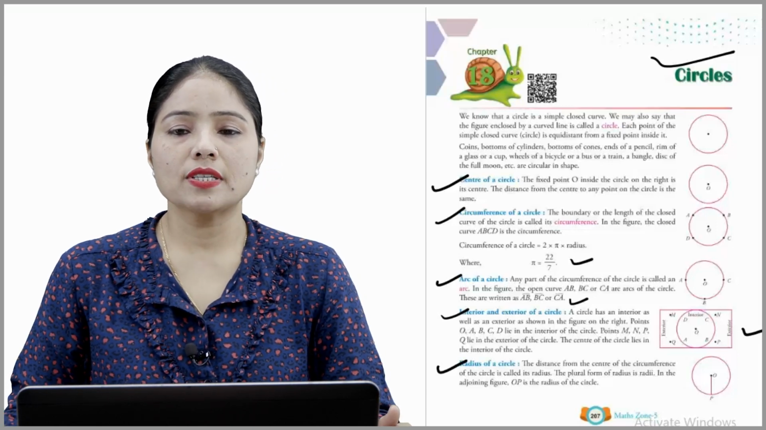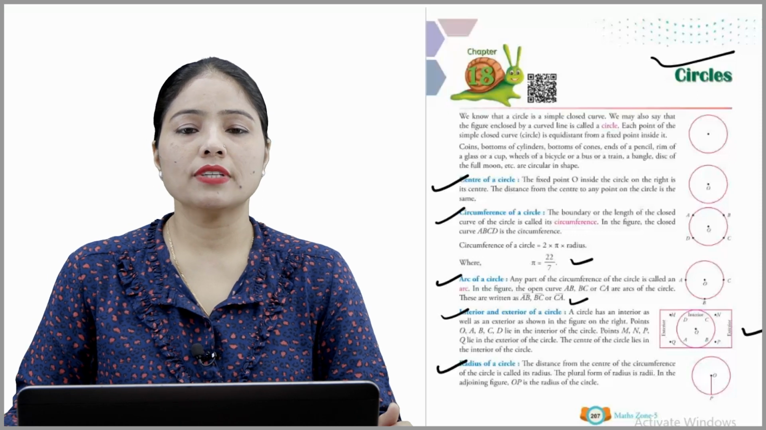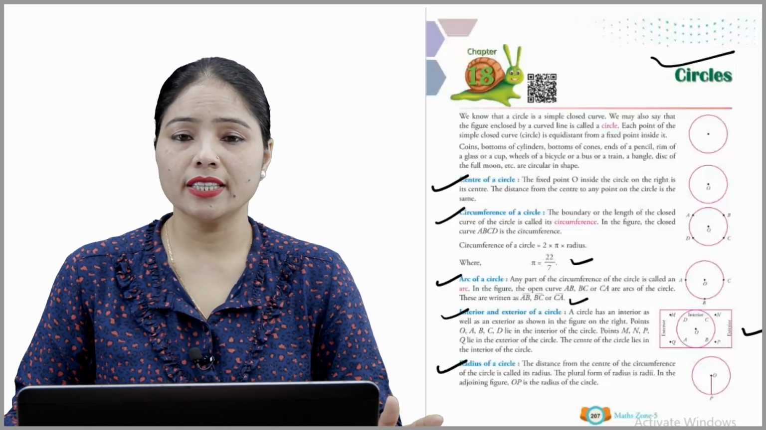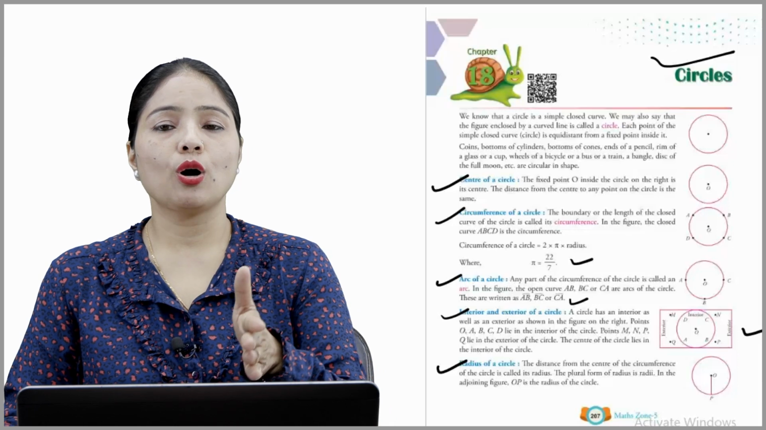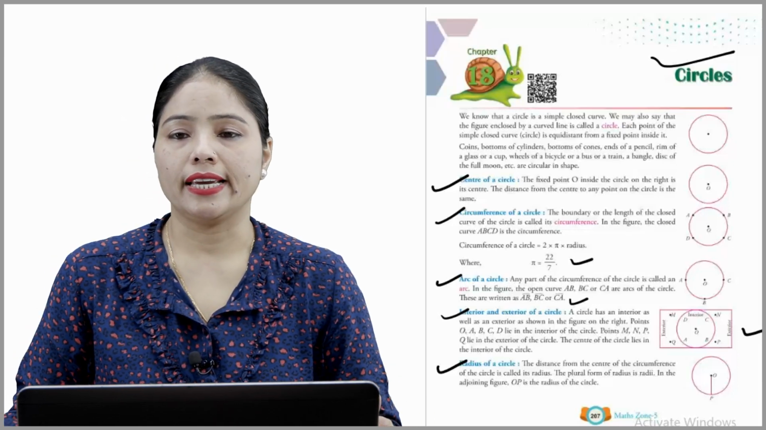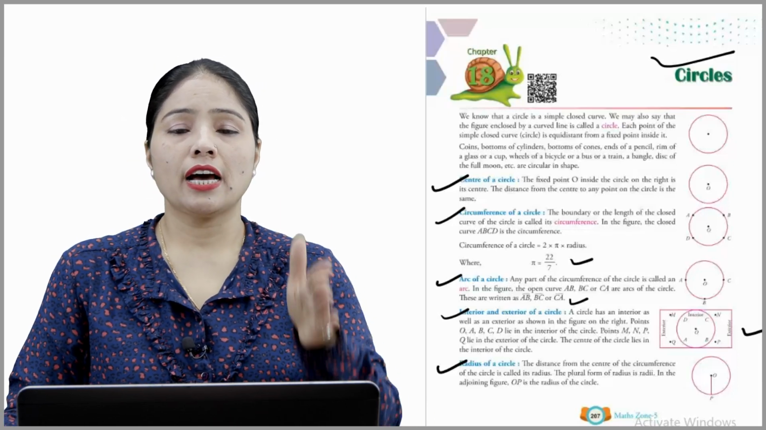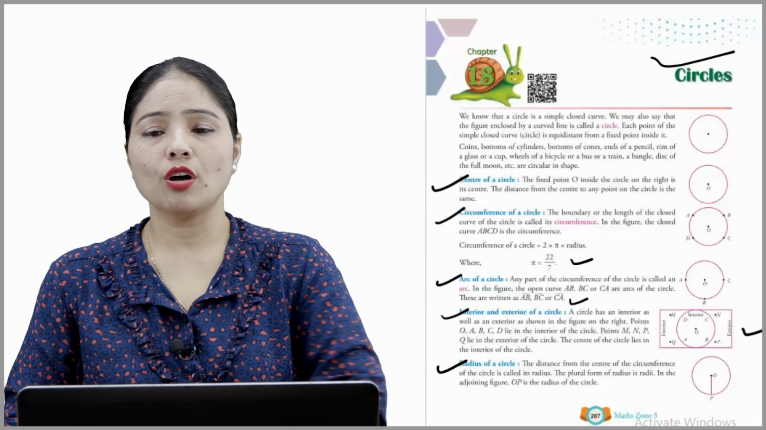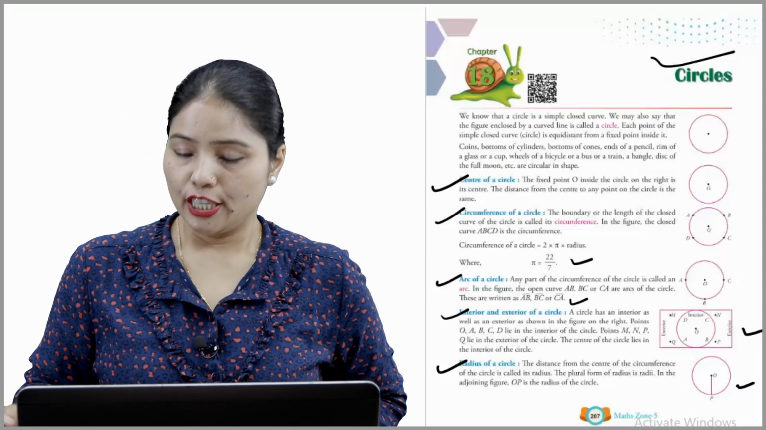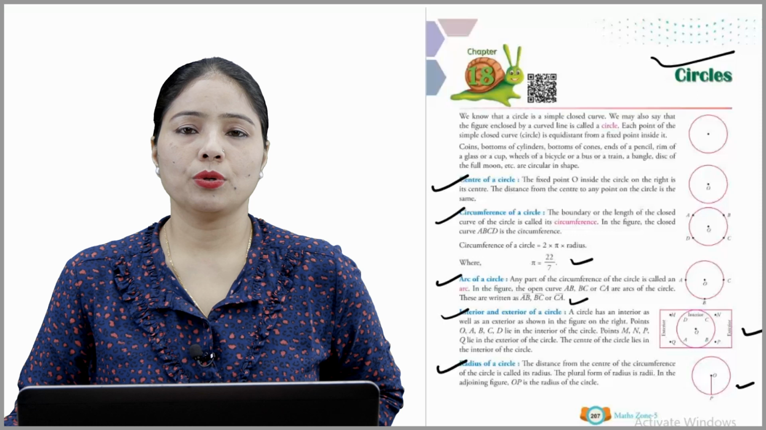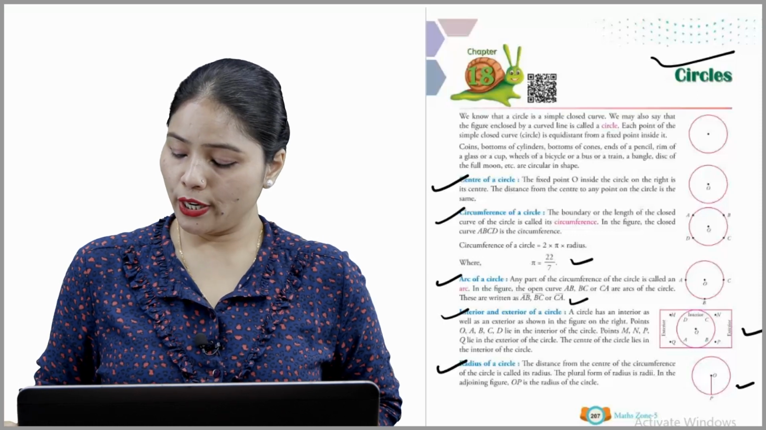Now radius of a circle. The distance from the center to the circumference of the circle is called its radius. The plural form of the radius is radii. In the adjoining figure, OP is the radius of the circle like this way. ये हमारा क्या है? Radius है. Okay? I hope you understood.